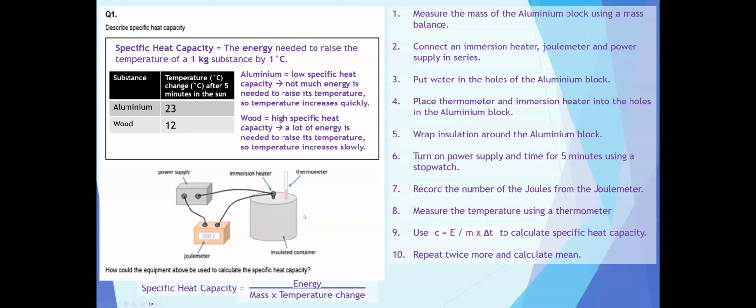Sometimes they add extra stuff. Such as, why is there insulation around it? So you'll just say something along the lines of: insulation stops the thermal energy from escaping. The results will be less accurate because the energy you've measured by the joule meter is being transferred to the atmosphere. You might be asked about the water. That helps the thermal energy to be transferred to the block.